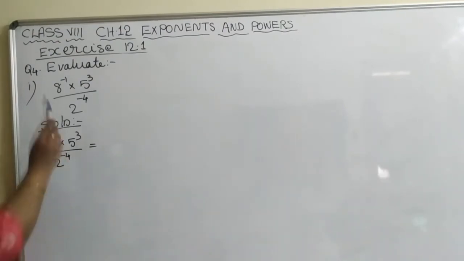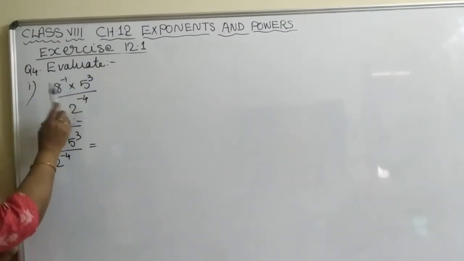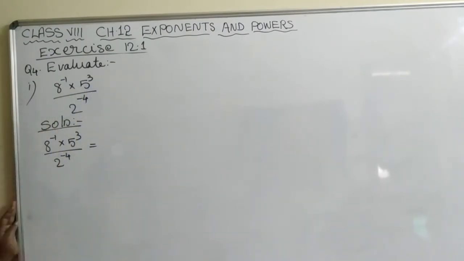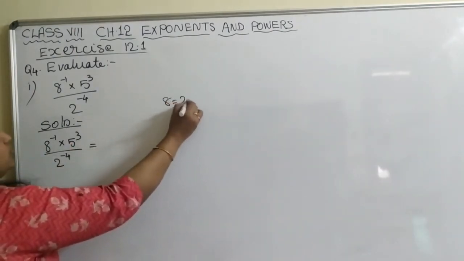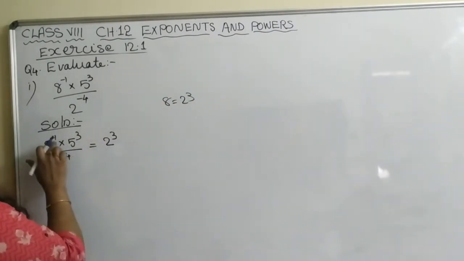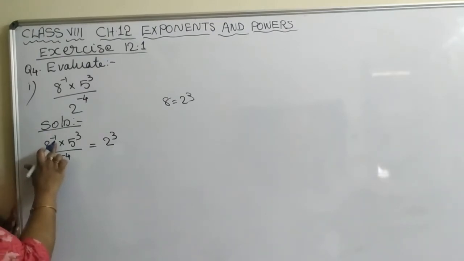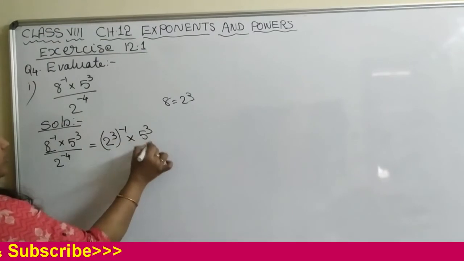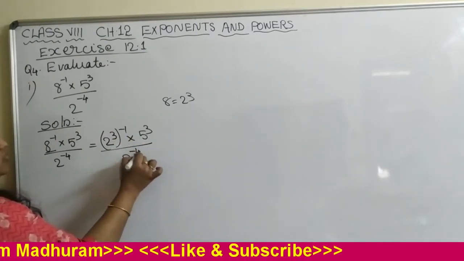Next, question number 4. Evaluate (8 raised to minus 1 into 5 cube) whole divided by 2 raised to minus 4. See here 5 and 2 are prime numbers, but 8 is a composite number. So first we can convert 8 into prime number. So 8 can be written as 2 cube. So in the place of 8 we can write 2 cube. What is the power of 8? It is minus 1. So we can write (2 cube) raised to minus 1 into 5 cube divided by 2 raised to minus 4.